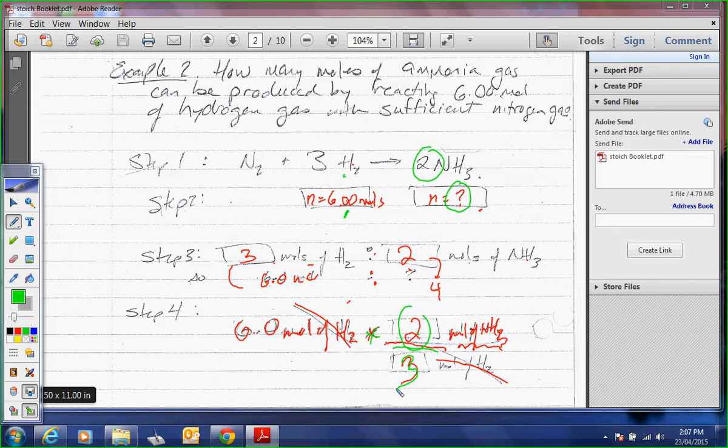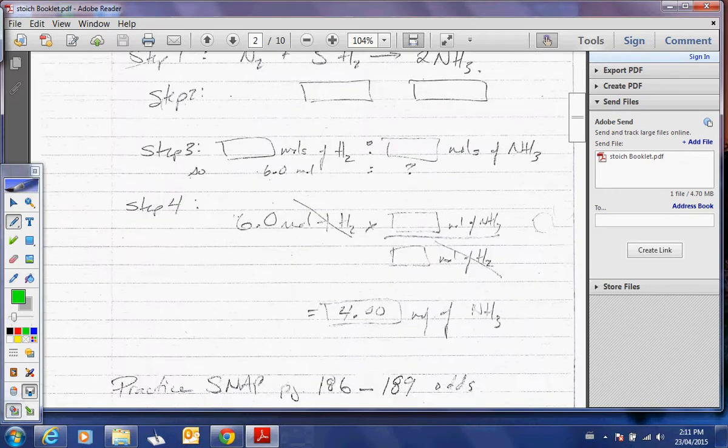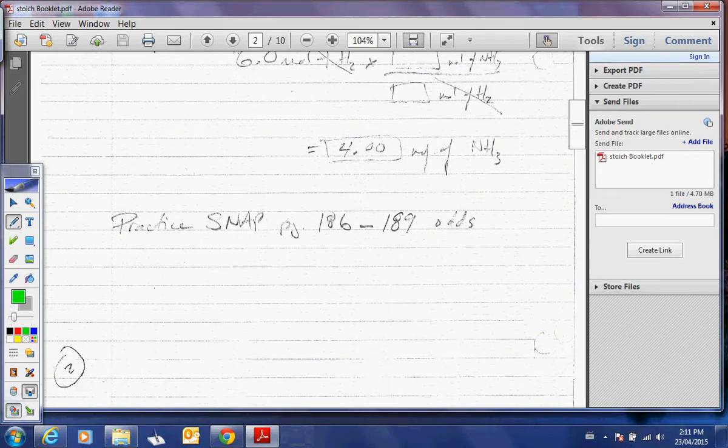Okay? That makes sense? Any questions? Max is sorting it out. Any questions? And the answer is 4 as it is down there.